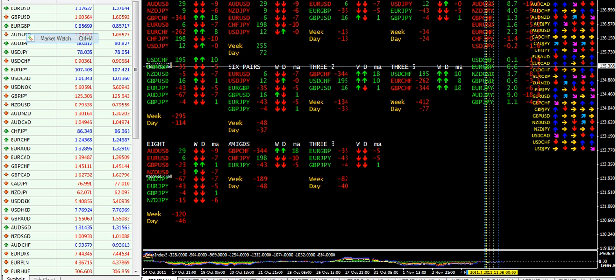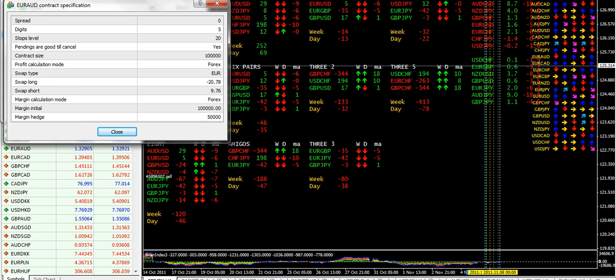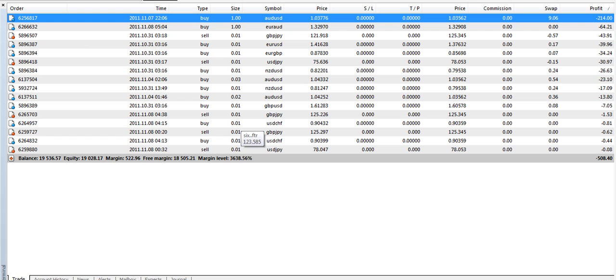So we got to go to Market Watch and we look at the currencies in there, in the symbols, how much they pay from this broker. But we'll look at the Euro AUD properties, and it pays 9.76 if it's short. What have we done? Let's go back. We've put a buy on it.